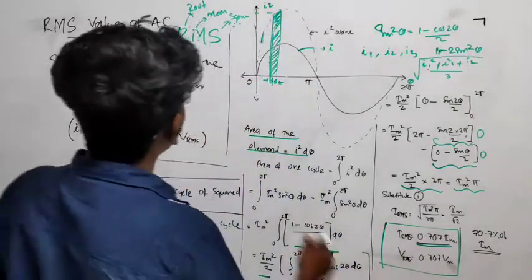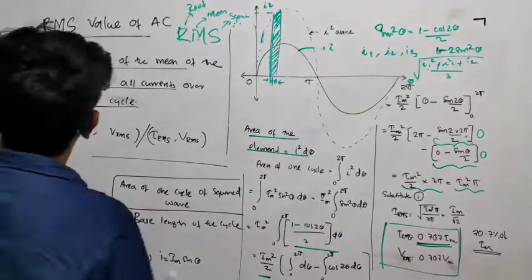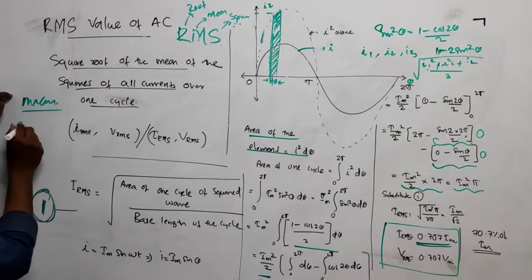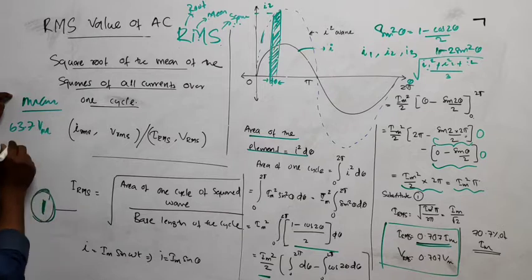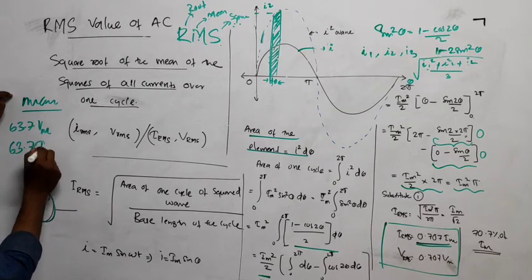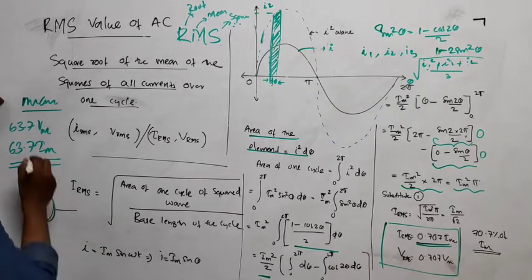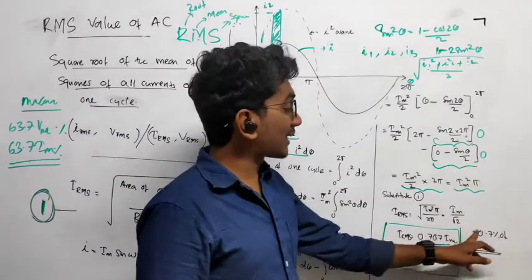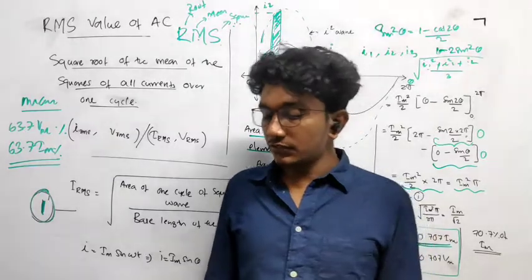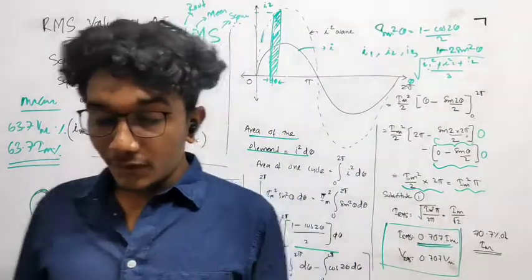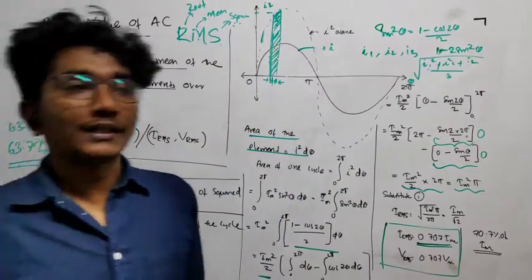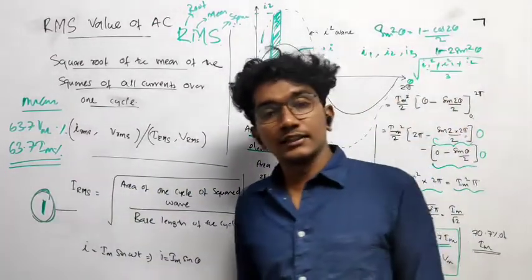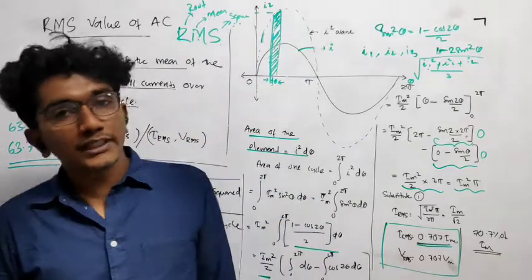What about the mean value? Mean was 63.7% of Vm or Im. And RMS is 70.7% of Im or Vm. Okay, so I think you got it.